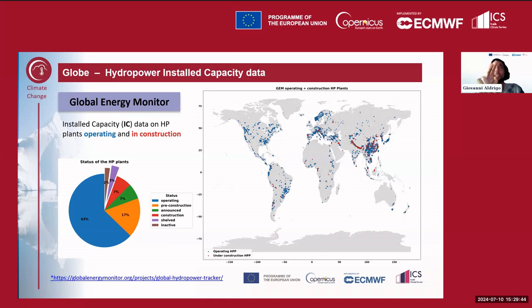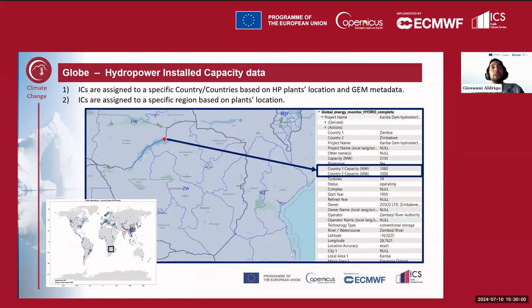Yes, you see both operating and in construction. So there's some additional information on the plants that is nice. We're retaining, among all the different stages that you see here, the operating and in construction plants for the 3 streams. And from this information, we assign all the plants to a specific country, using both the location of the plant that is available and some metadata.